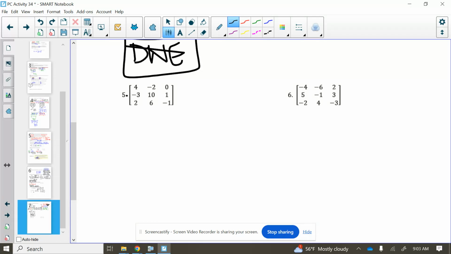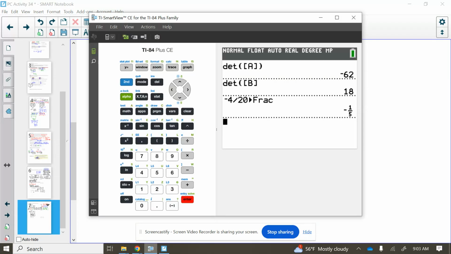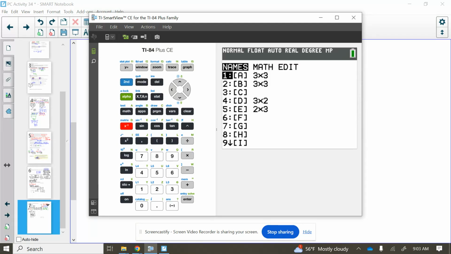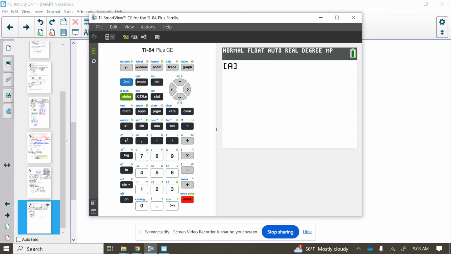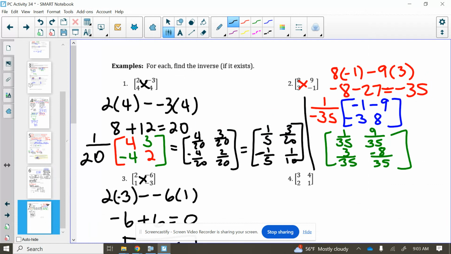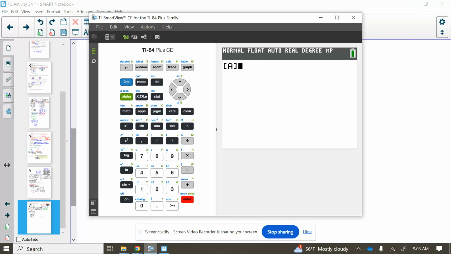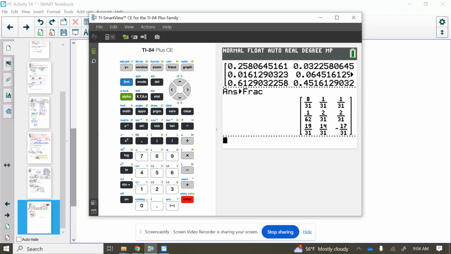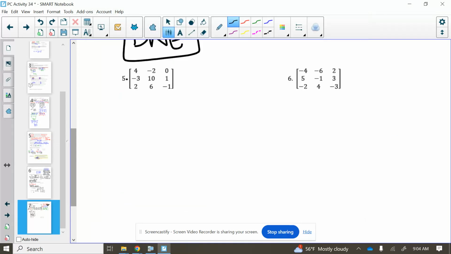All right, last but not least, 5 and 6. When it comes to the inverse, we want to find this in our calculator. So again, we have matrix A already entered from our previous questions on this page. So I'm going to select that. To type this in your calculator, you would select the matrix and then get your inverse. Now that looks crazy, but we can just do math, enter, enter to get this back to a fractional value as our final answer.